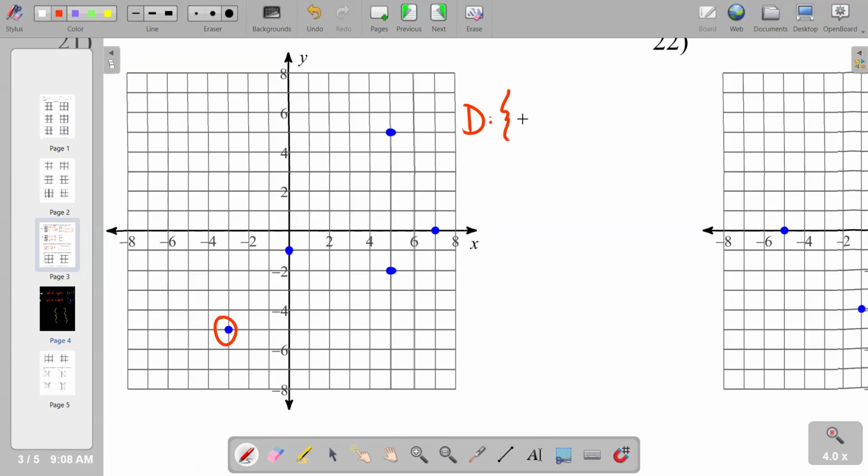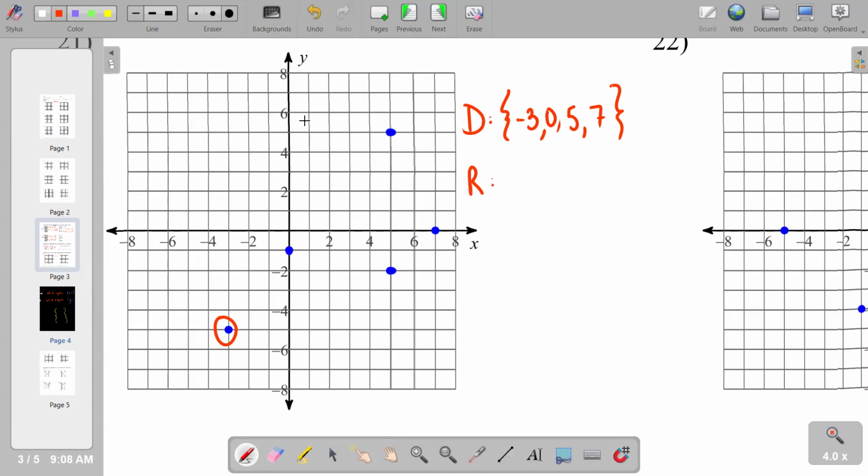So -3 is our first domain element. -3 is a domain element. Who's after that? 0 is the next x I encounter. Who's after that? Who's after that? Correct. So my domain has 4 elements.